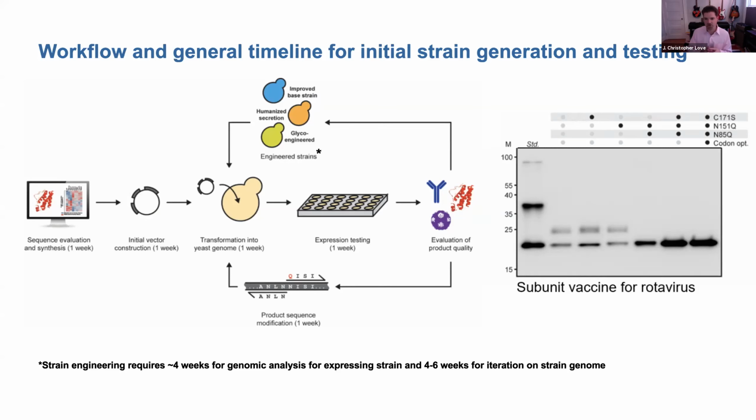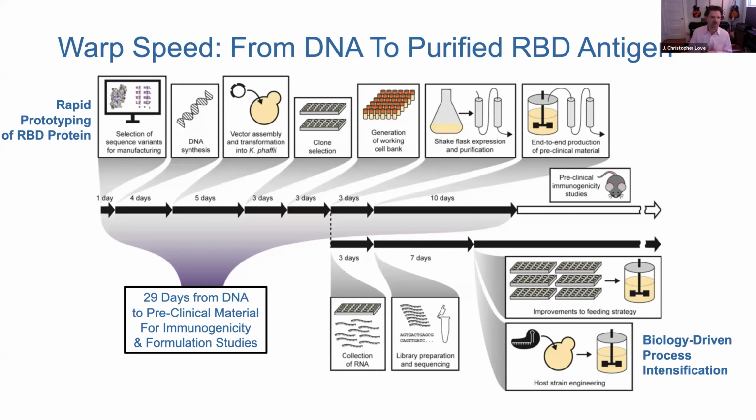And so the example shown here is iterative design through this type of cycle with the rotavirus work that we had previously done, but the same workflow we're now applying to the RBD work. So when they called us on Valentine's Day and said, hey, here's the sequence that we've gotten now, can you guys start? What would it take?